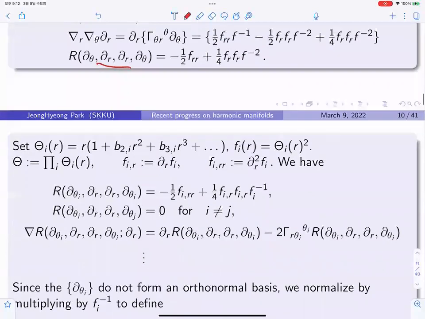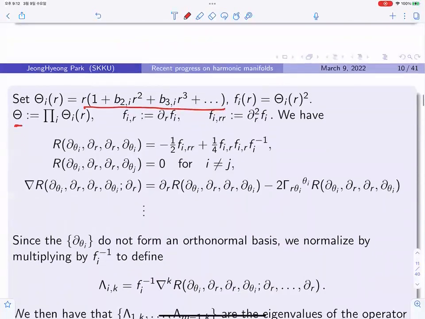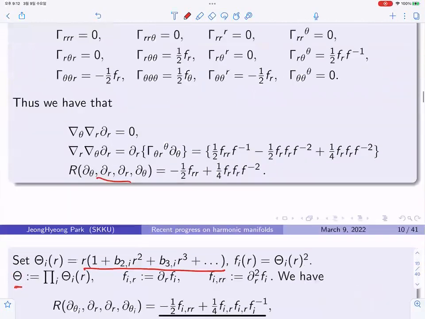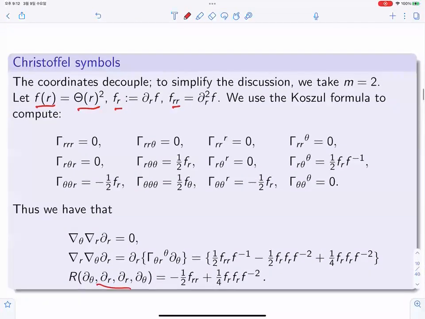Then we set the function to be the radius, then the density function theta is the product of the theta i. Then we compute the covariant derivative. Then the theta i do not form an orthonormal basis, so we normalize by the inverse. f_i is this one.